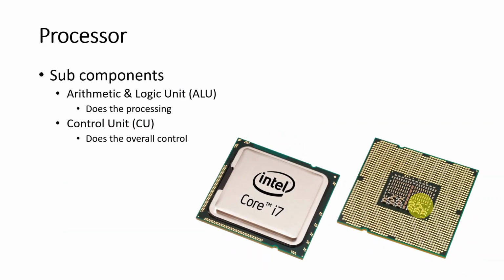So now let's look at the processor or the processing device. In modern computers, the processing device is called the microprocessor or the CPU. The microprocessor has two main components, the arithmetic and logic unit and the control unit. The arithmetic and logic unit does the arithmetic and logic operations, whereas the control unit does the overall control.